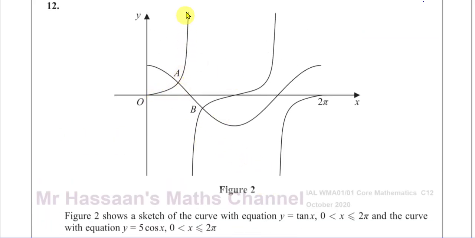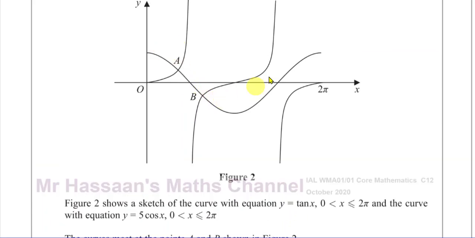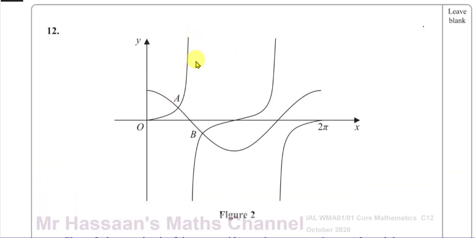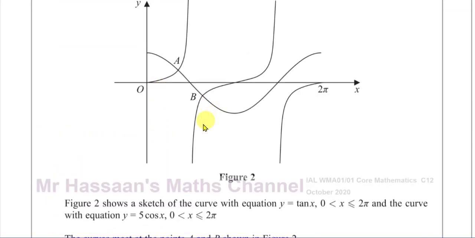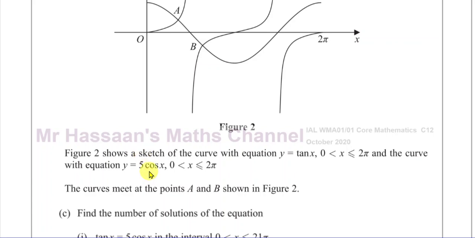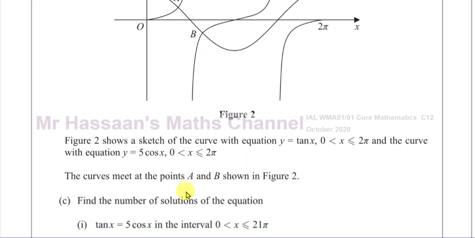Of course, this one is for tan x, and this one is for 5 cosine x, because we know that the tan x curve has these asymptotes and its range is infinite. The cosine curve has this type of shape like the sine curve, and it has a maximum and minimum. In this case, that's going to be +5 and -5, because if it's just cosine x, it'll be 1 and -1. Anyway, we don't need to know that for this question, just a side point.